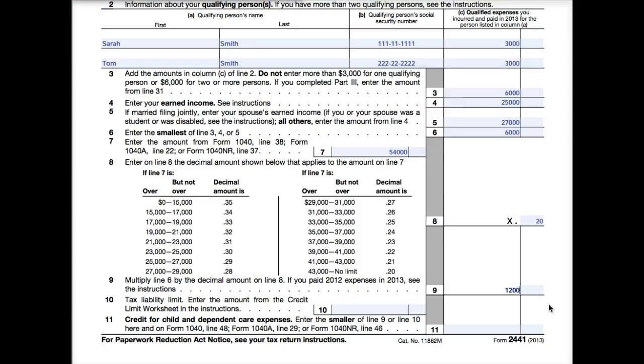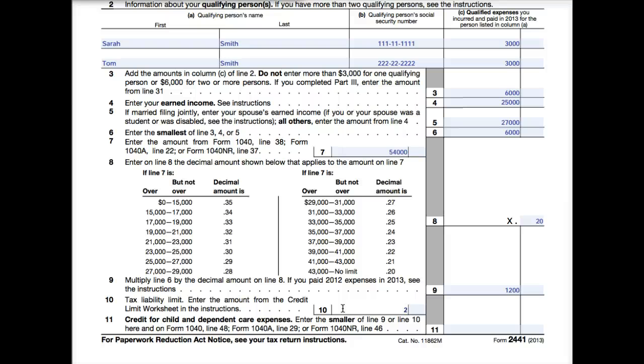Now, one thing you have to keep in mind is that unlike some of the educational credits or child tax credits, this is a non-refundable credit, which means that if you don't have the tax to cover that $1,200, you don't automatically get $1,200 back. And that's where this tax liability limit comes into play, line 10 here. It says enter the amount from the credit limit worksheet. If you look in the instructions at the credit limit worksheet, it will have you enter your federal tax liability.